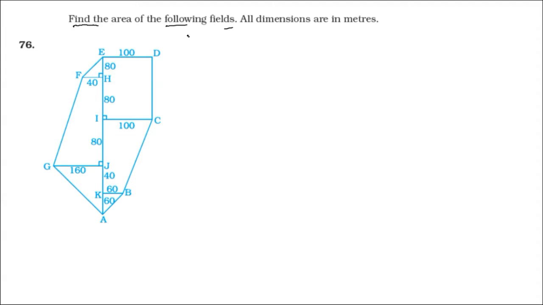So first let me find out the area of triangle EFH. The area of this triangle EFH is half base into height. Here it is half multiplied by base, I can take as 40, and height I can take as 80, because it's a right angled triangle. This we get as 1600 square meters. So one of the triangles' area we have found.